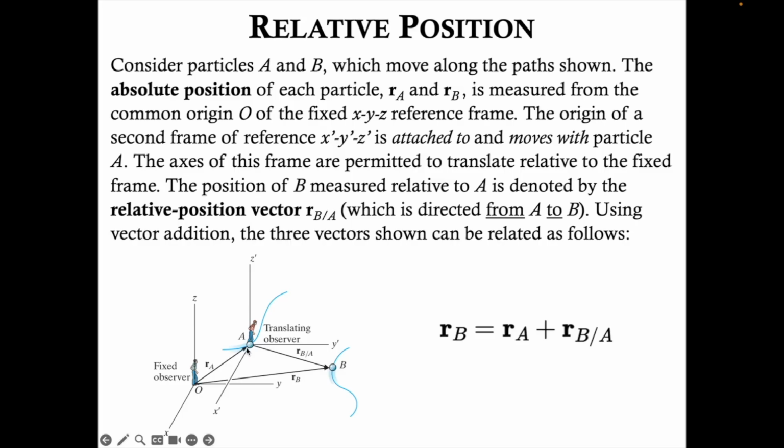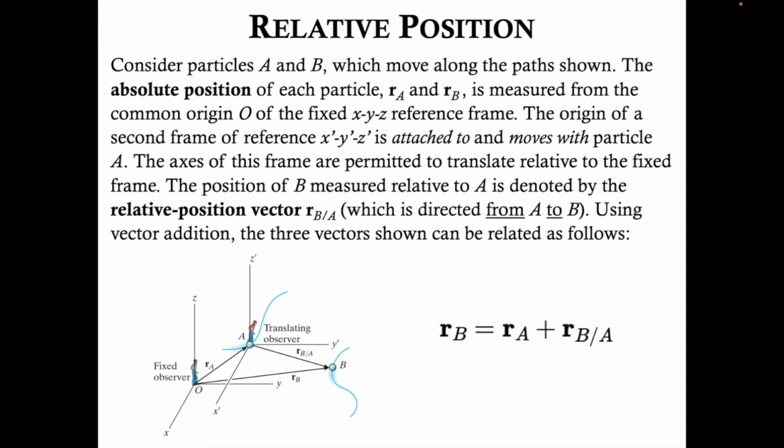And then over here, we have another reference frame. This will be the translating reference frame, the X prime, Y prime, Z prime reference frame. So the origin of this second frame of reference, X prime, Y prime, Z prime, is attached to and moves with particle A. The axes of this frame are permitted to translate relative to the fixed frame. The position of particle B measured relative to A is denoted by the relative position vector r sub BA, which is directed from A to B.